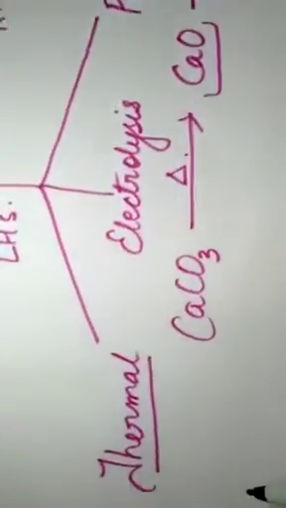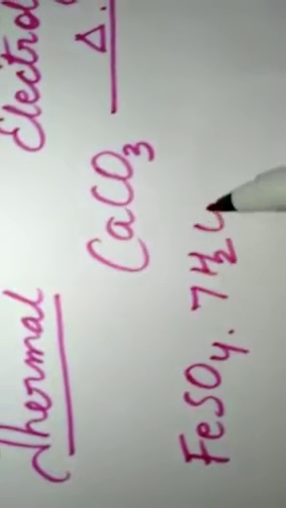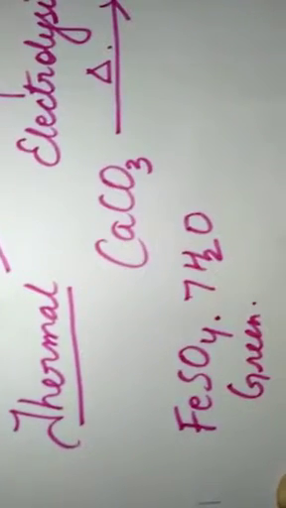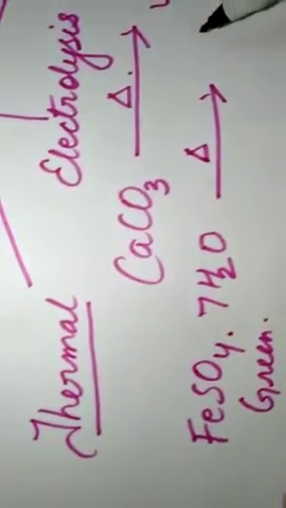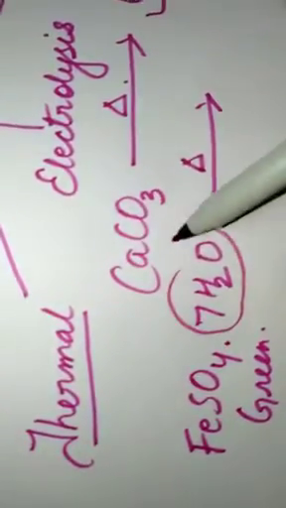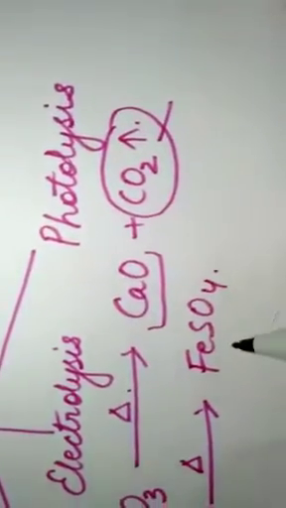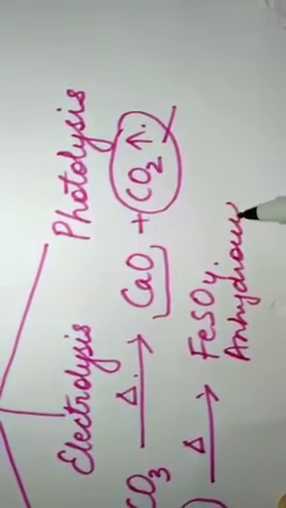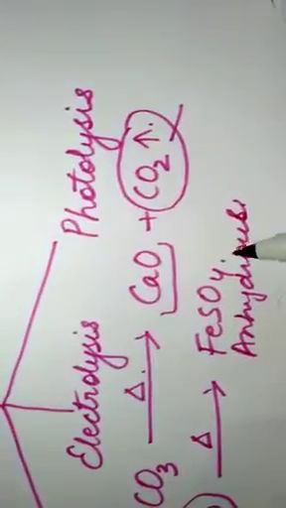Another reaction is if we take FeSO4 crystals. FeSO4 crystals have 7 molecules of water, and that's why they are green in color. When we heat these FeSO4 crystals, they lose their water molecules and this becomes FeSO4. This FeSO4, ferrous sulfate, is known as anhydrous ferrous sulfate. Anhydrous means without water, and this has a dirty white color.